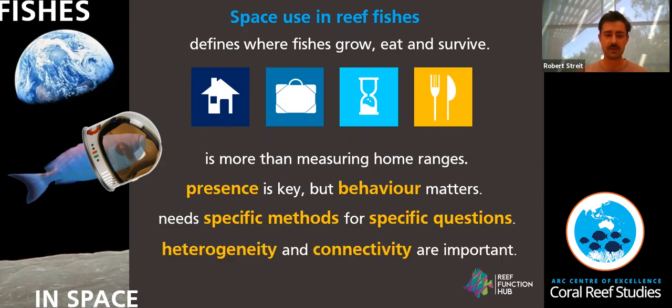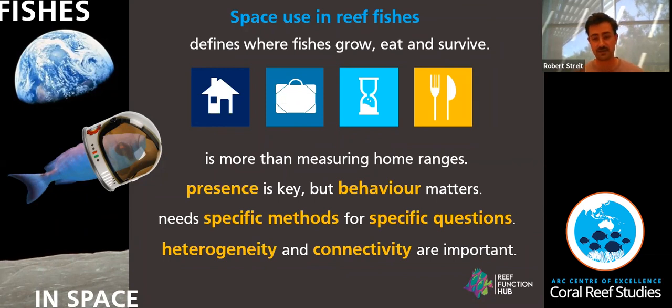And lastly, the big picture thing that I really keep banging on about is that we really need to consider heterogeneity or patchiness of reefs and also connectivity of populations. I think those are the two big keystones that will help us to understand how reefs continue to exist in the future.